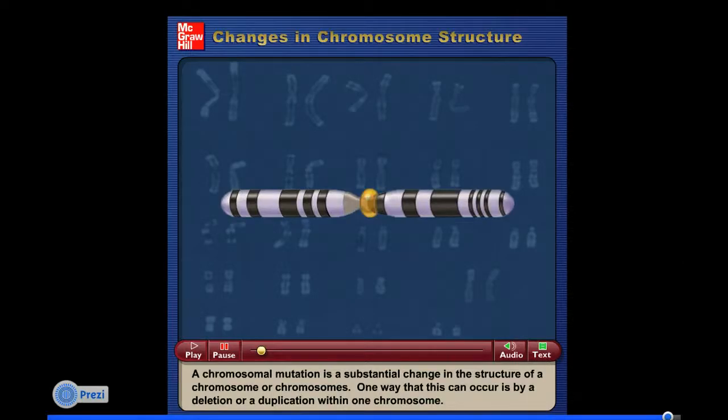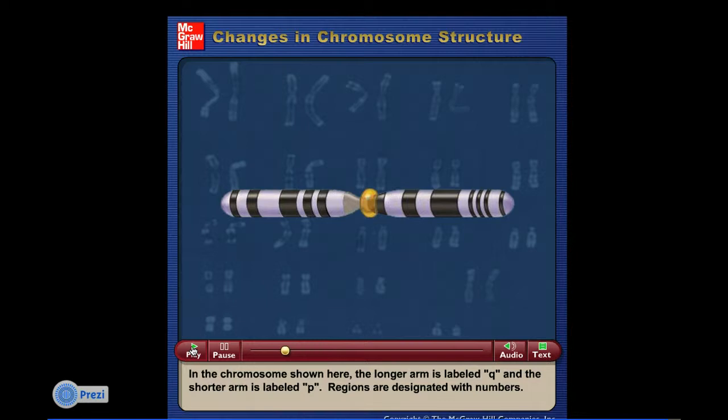So finally, let's take a look at what happens when synapsis, or the pulling apart of synapsis, doesn't happen in quite the way that it's expected to, of a chromosome or chromosomes. A chromosomal mutation is a substantial change in the structure of a chromosome or chromosomes. One way that this can occur is by a deletion or a duplication within one chromosome.